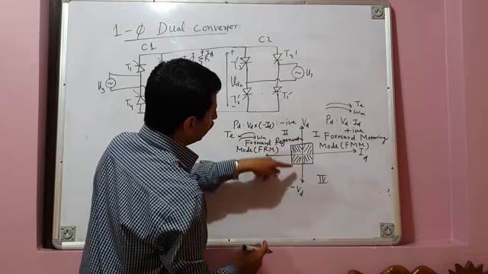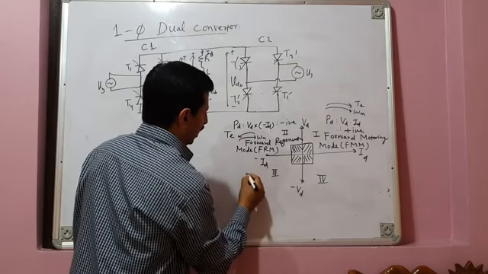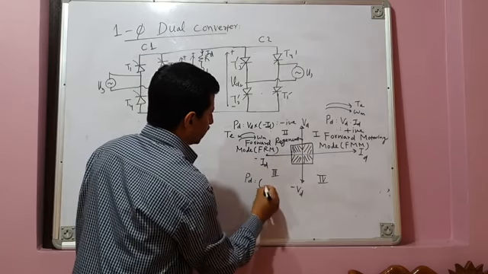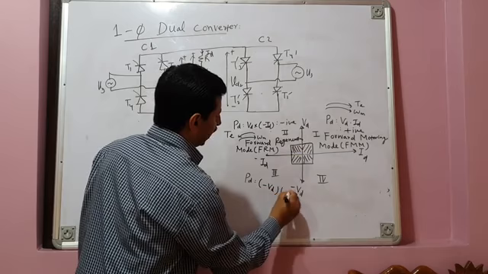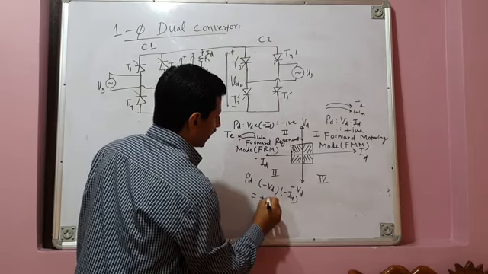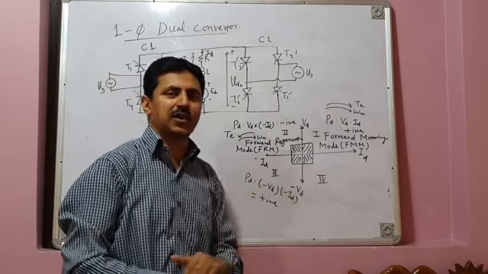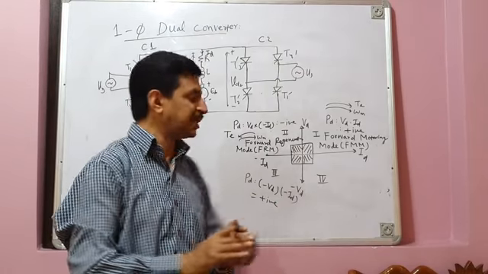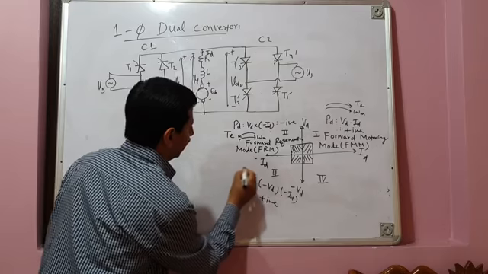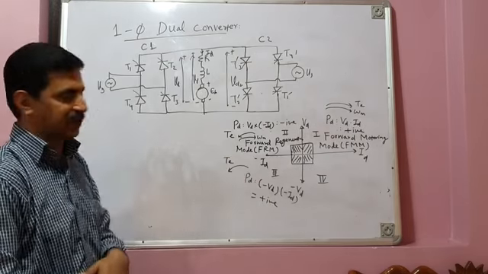In quadrant 3, your average output voltage is negative, current is also negative. So what is load power? It is negative voltage into negative current. So minus into minus is plus, so power is again positive. But since average output voltage is negative, current is also negative, the machine will now develop torque in the anti-clockwise direction, like this.